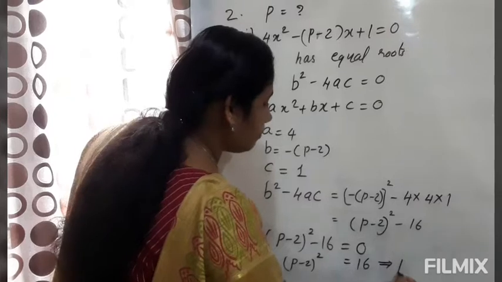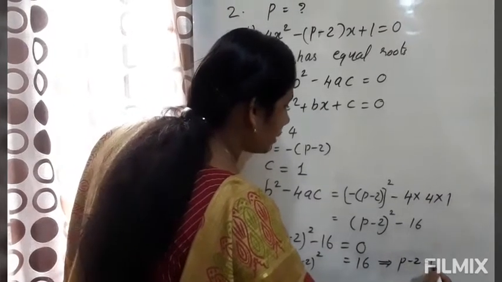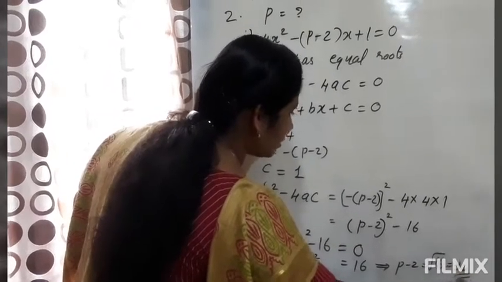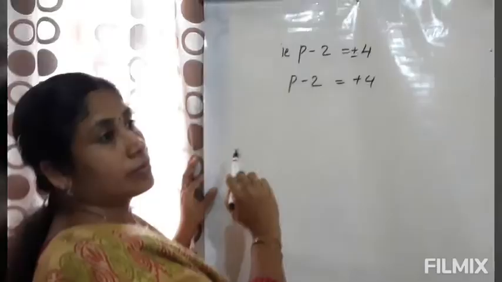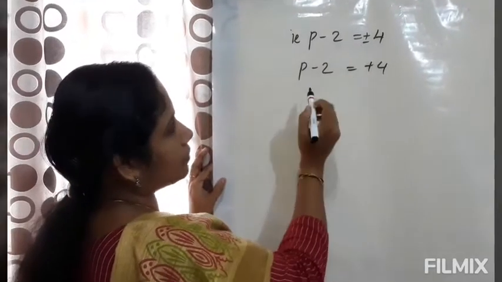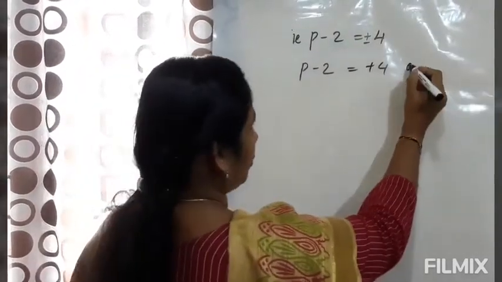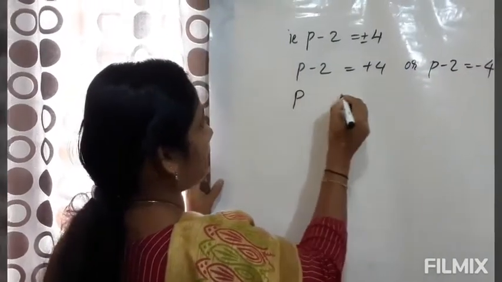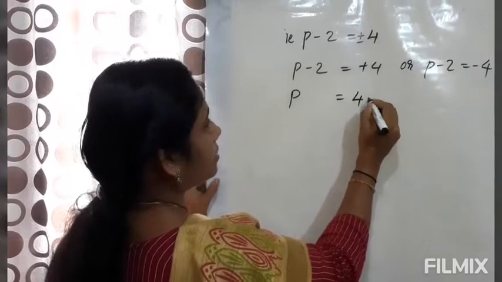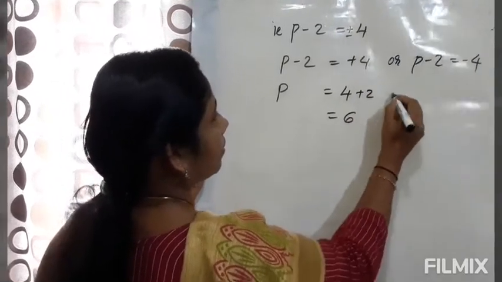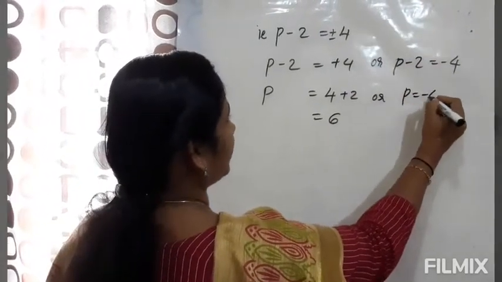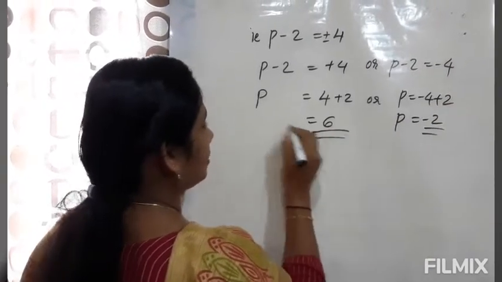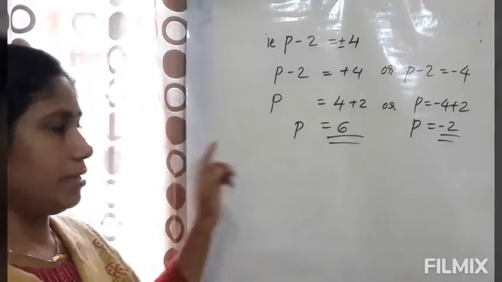This implies p minus 2 equal to square root of 16, that is plus or minus 4. So p minus 2 is plus or minus 4. We can take p minus 2 as plus 4 or p minus 2 as minus 4. So p is equal to 4 plus 2, that is 6, or p is equal to minus 4 plus 2, that is p equal to minus 2. These are the values of p.